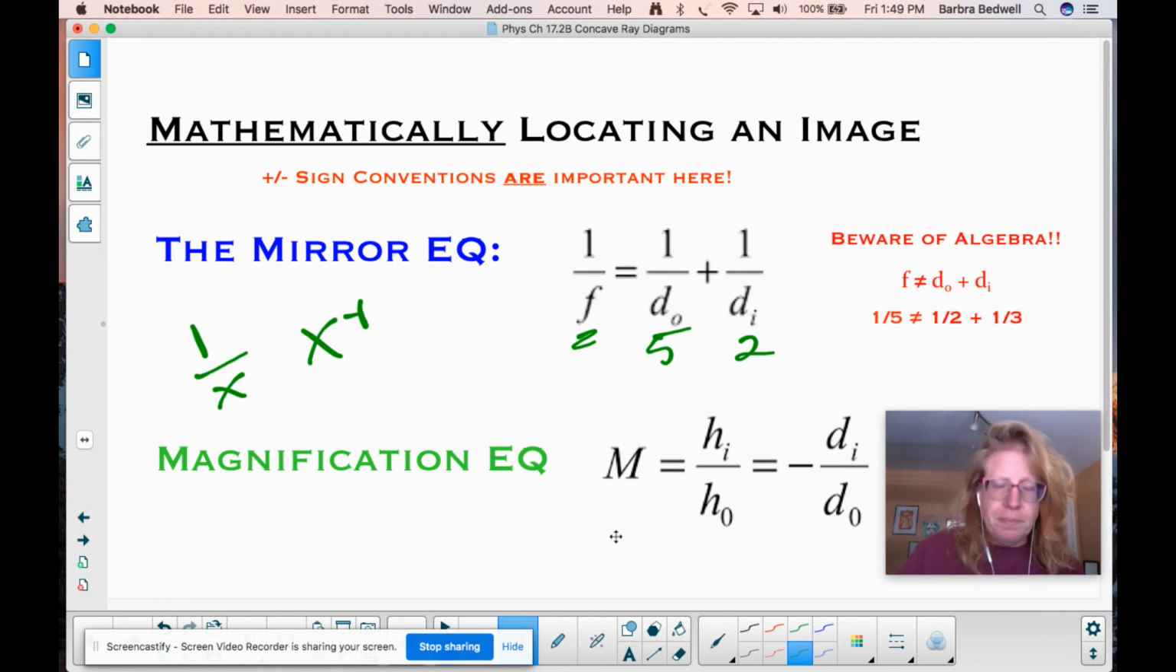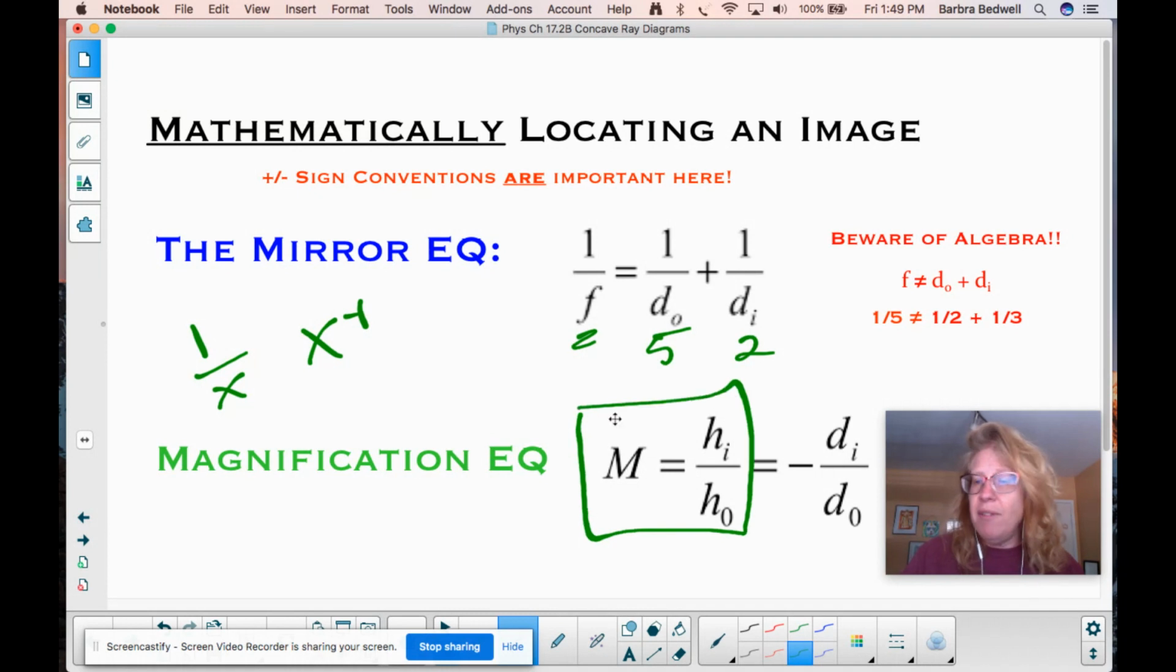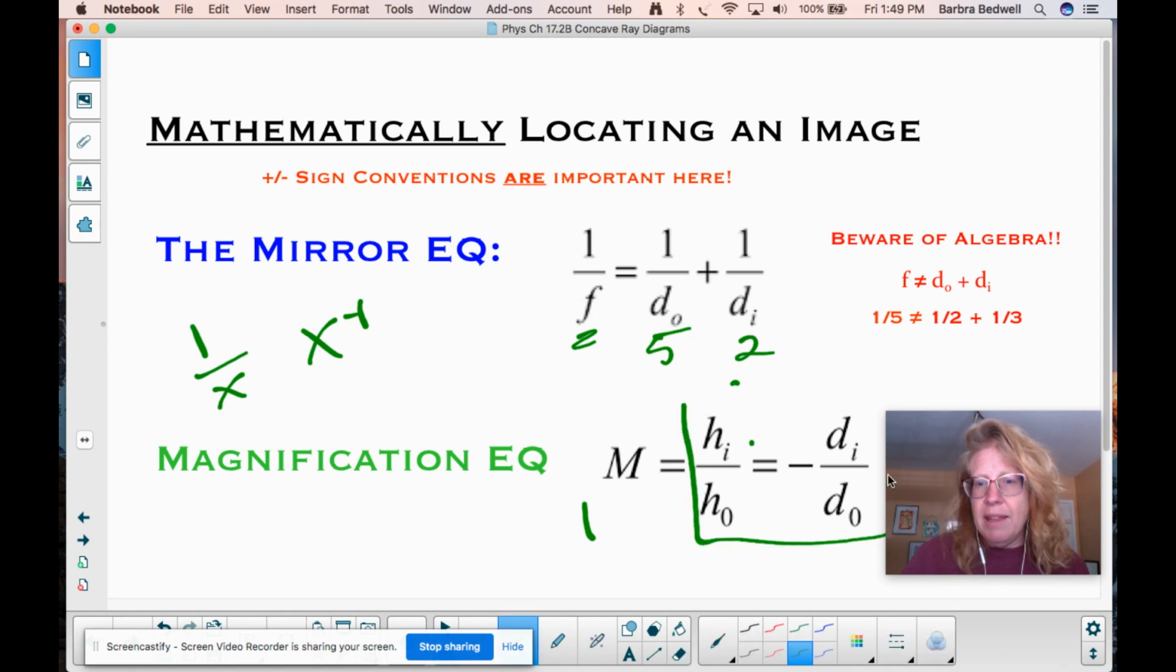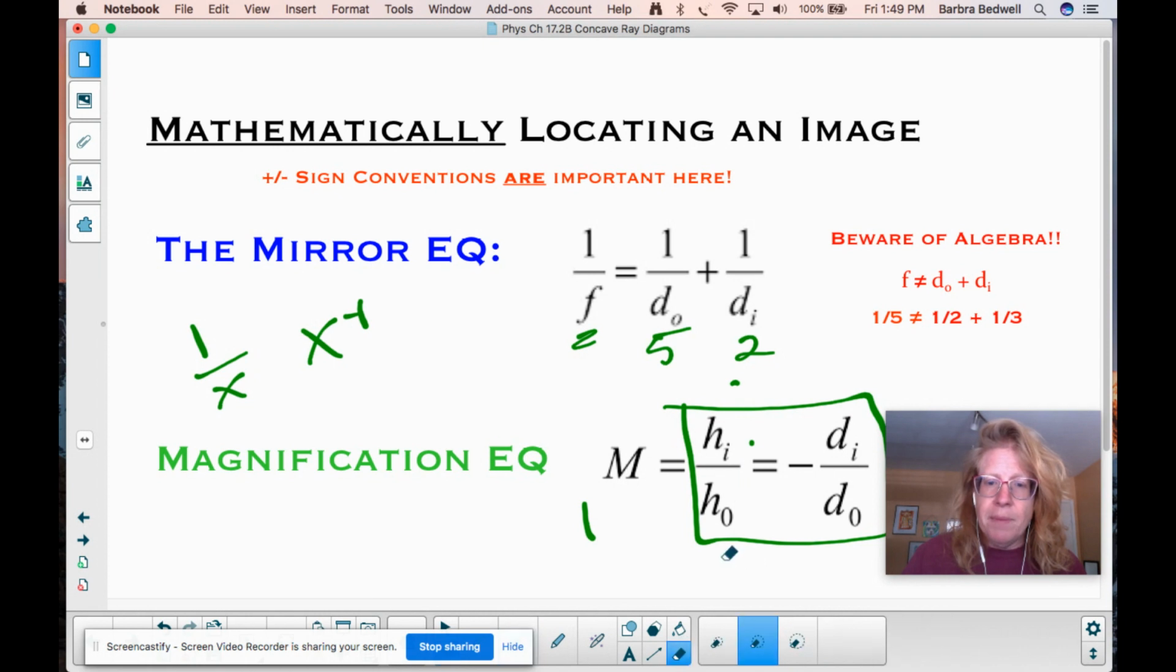The second equation is the magnification equation. You can use this to figure out how large or small an image is. The easy way to remember it is hi-ho, di-do. Hi-ho, di-do. The only thing to keep in mind about this equation is that you can use either part of it. You can use this half of it, or this half of it, and if you have those pieces, cross multiply.